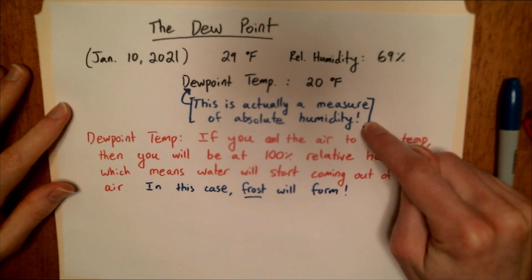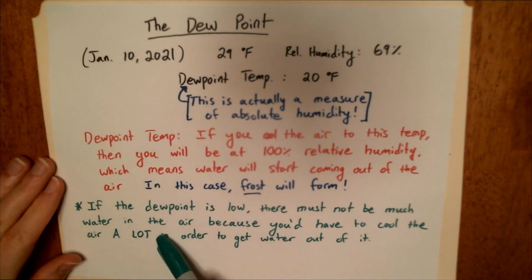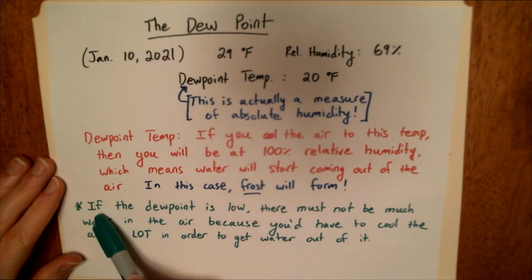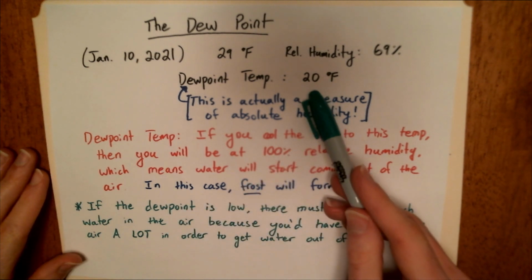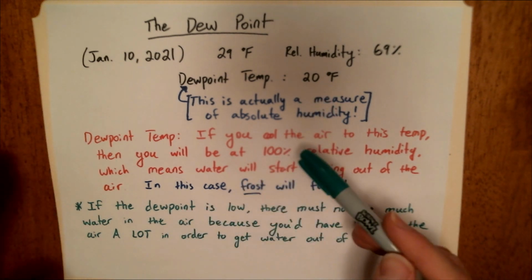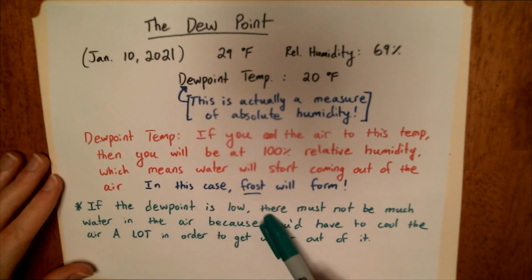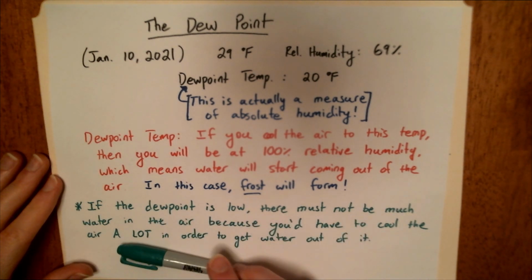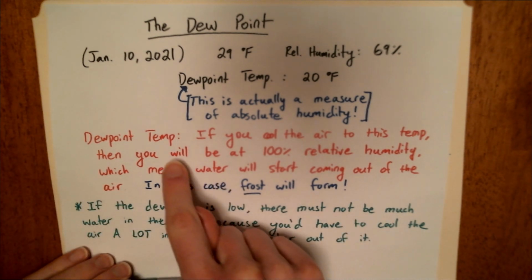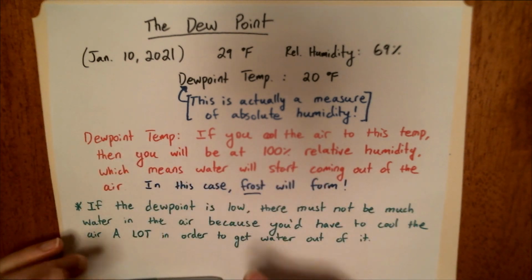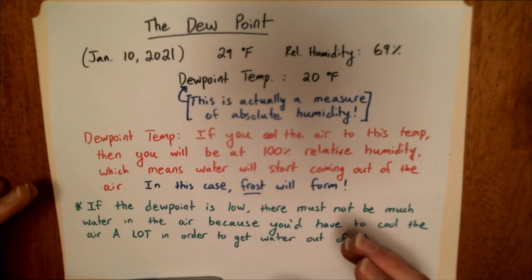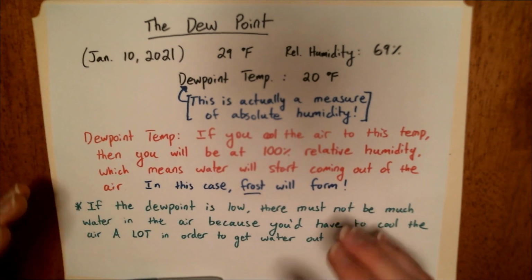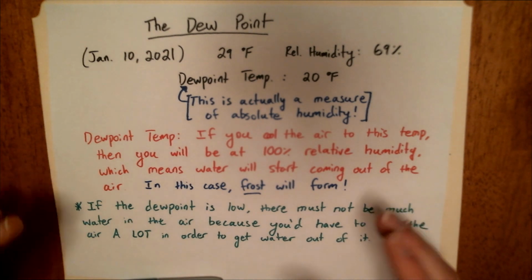Well, think about it this way. This right here is the central idea. If your dew point is a really low temperature, let's say even lower than 20 degrees Fahrenheit, like 0 degrees Fahrenheit, there must not be much water in the air at all, because think about what the dew point temperature conveys. It's the temperature at which you'd have to get the air that cold before the water starts coming out of it.